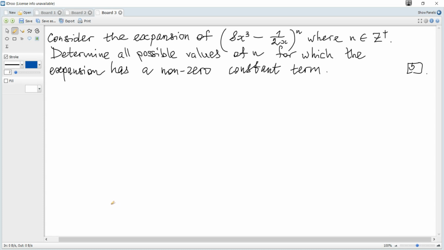Consider the expansion of a given expression. Determine all possible values of n for which the expansion has a non-zero constant term. So let's consider the full expansion.